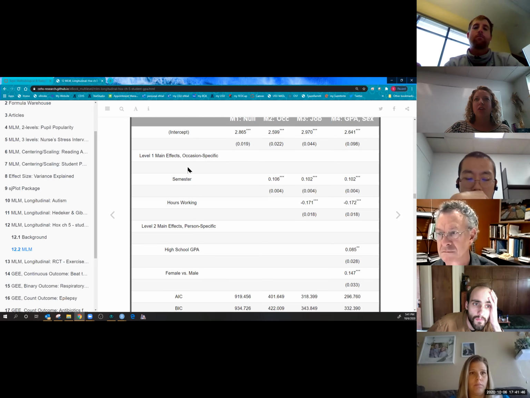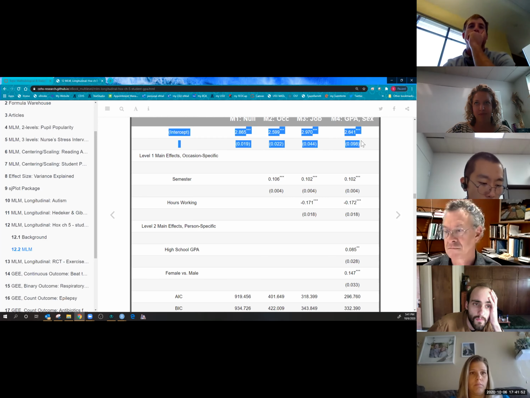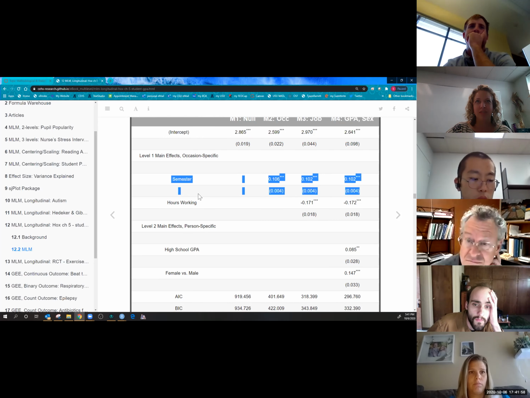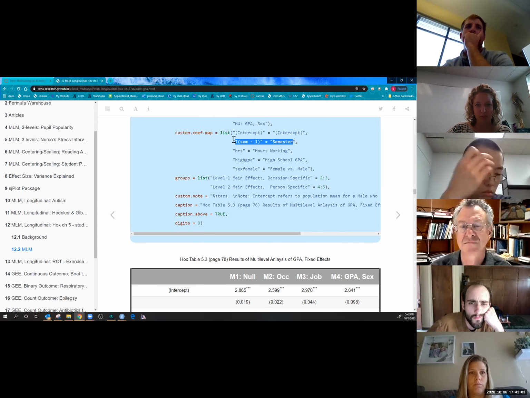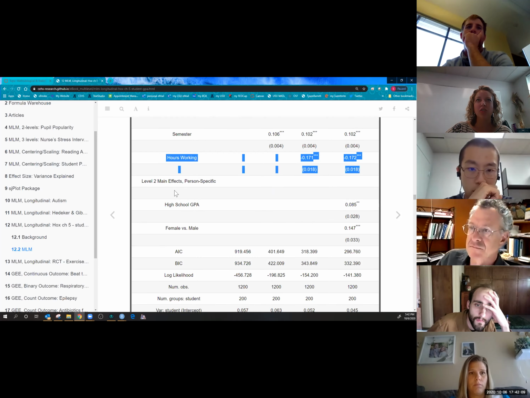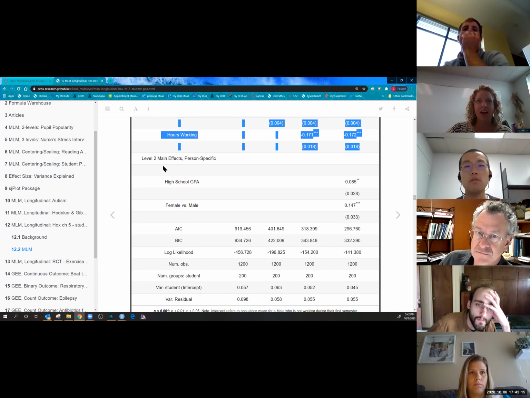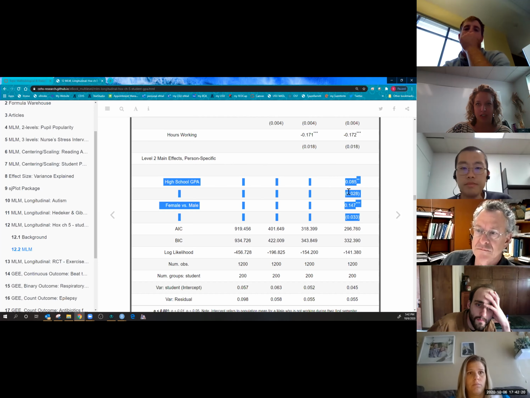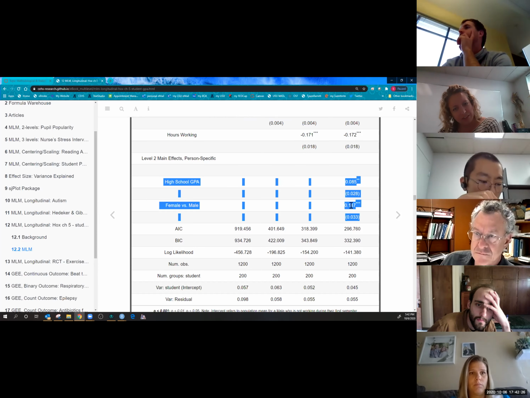Okay, so let's see, what can we see here? Here's our intercept, fixed intercepts in all of them. Here's semester, that's our time variable. Notice semester is centered at the first observation, first semester. Hours worked is our level 1 occasion-specific time-varying variable. Then I have high school GPA and sex, whether male or female. Those are our level 2 predictors. So Hox says first you add level 1 predictors, then you add level 2 predictors.